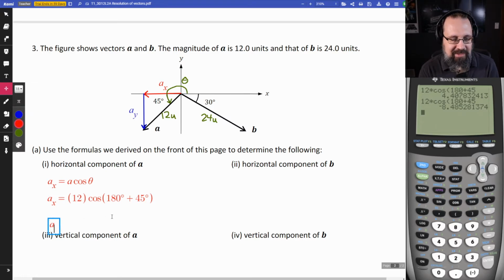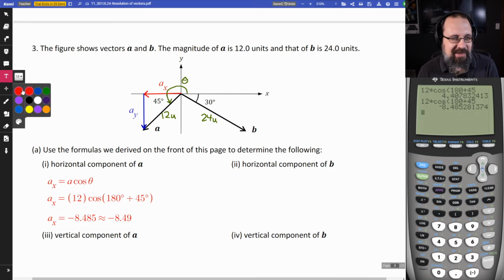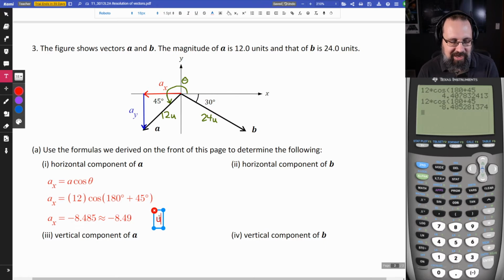I can say that AX is equal to negative 8 point. Now let's see, looks like we have 3 sig figs in this question. So 1, 2, 3. Yep, 1, 2, 3. So that means we need to have 3 here. So it'd be 8.4. You know what? Let's just write it out to lots of sig figs. 8.485. And then I'm going to use the approximate symbol. Whoops, that's not the approximate symbol. I'm going to use the approximate and then put it to the correct sig fig. So it's 8.49. And the unit is units because we don't know, it's just some arbitrary vector. So I'm going to come here to a text box and I'm just going to put a U after it for units.